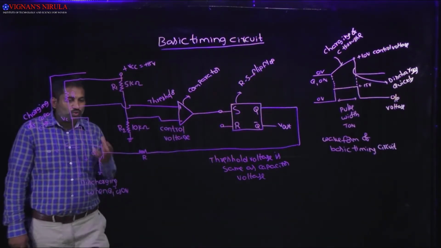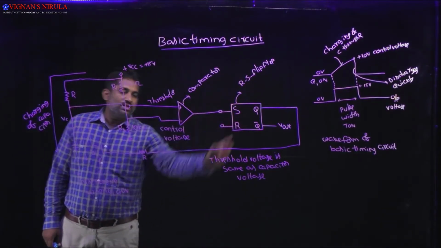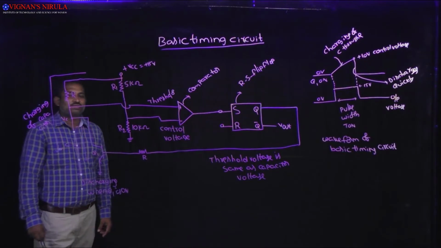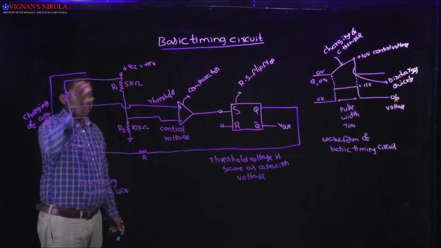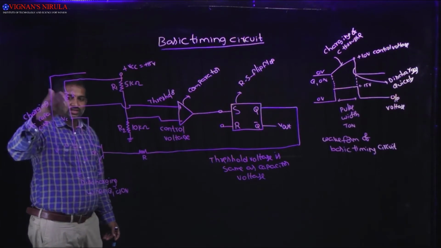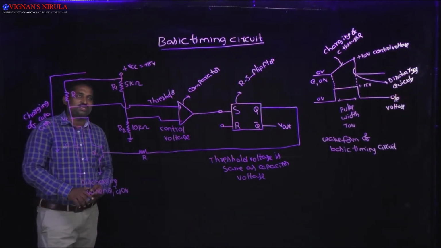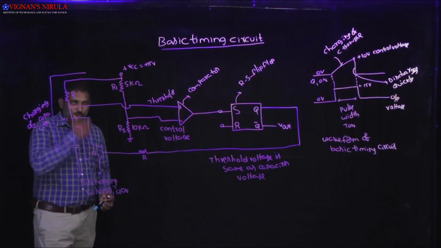If we know the operations of the comparator and SR flip-flop, then with the help of the remaining elements, those are resistors, capacitors and transistors, we can easily construct the basic timing circuit.